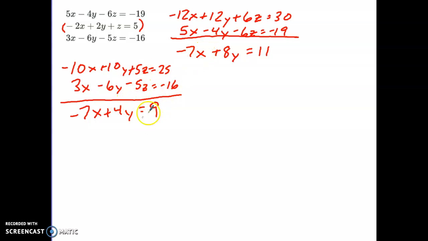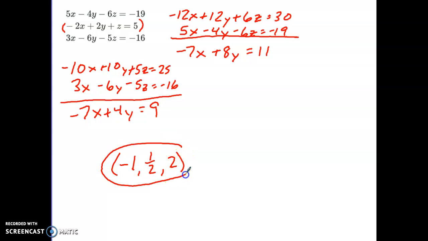So now I've got these two equations, and they're going to eliminate each other pretty easily. I'll leave it up to you to finish solving the problem from here, but it should result in an answer of negative 1, 1/2, and 2. So this has been solving systems of 3 equations with 3 variables algebraically using elimination.